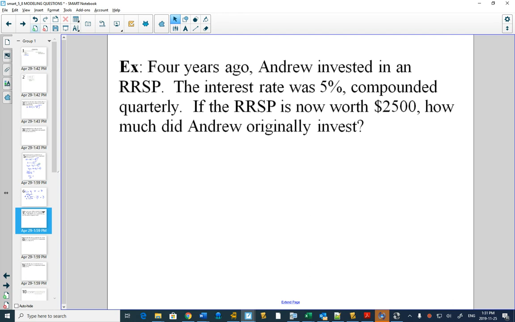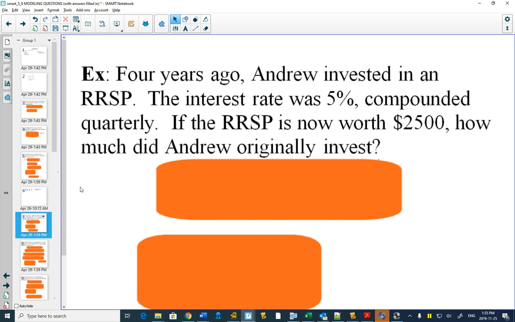Okay. Here's one for you to try. 4 years ago, Andrew invested in an RRSP. The interest rate was 5%, compounded quarterly. If it's now worth $2,500, how much did he originally invest? Okay, let's check how you did on those 3 questions.